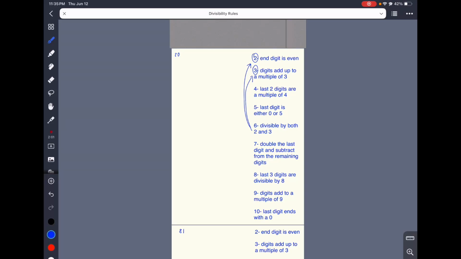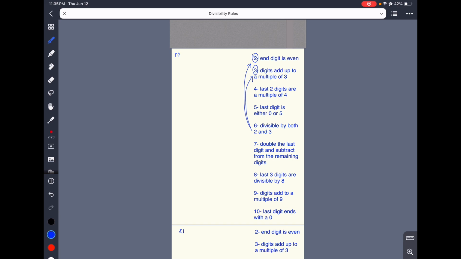Hello. Today we'll be discussing divisibility rules. As you can see here on the right hand side, I've written the divisibility rules of the numbers 2 through 10, and this will help you determine whether a number that you're given is divisible by any number between 2 and 10.